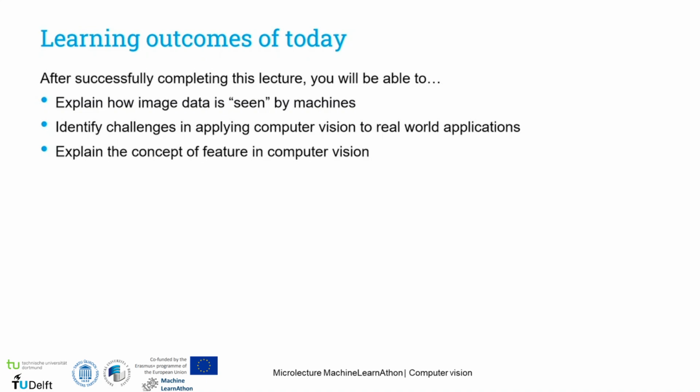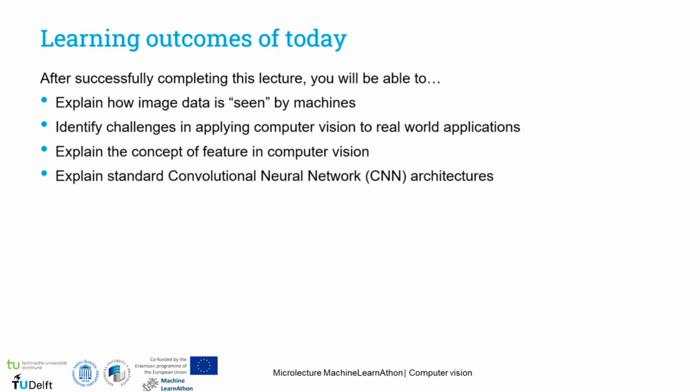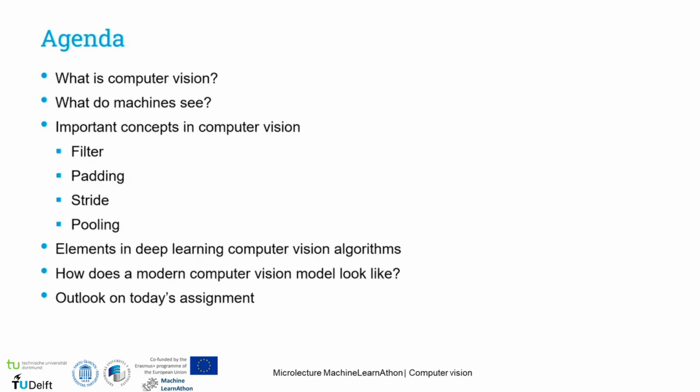So I explain the concept of features in computer vision. Then I explain the standards of convolutional neural networks, CNN architectures, and that's essentially it. And what we structure in the lecture is basically we start with what is computer vision, so with the standard definition, and that's what we do right away. So what is computer vision?